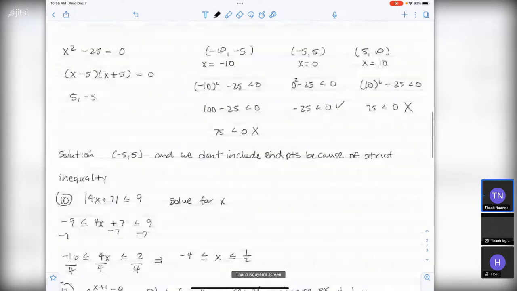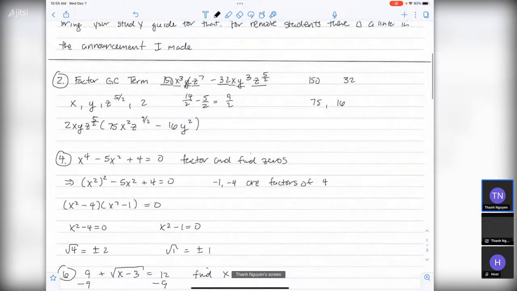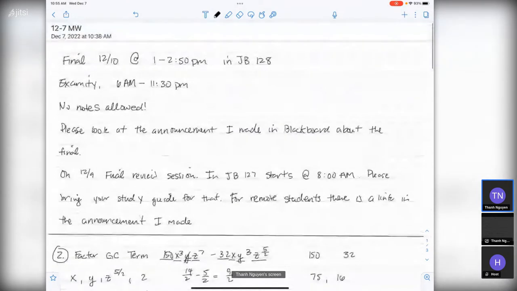Yeah, I'm doing this problem right now. We're doing all the even problems on the study guide. Okay, so let me just go back.